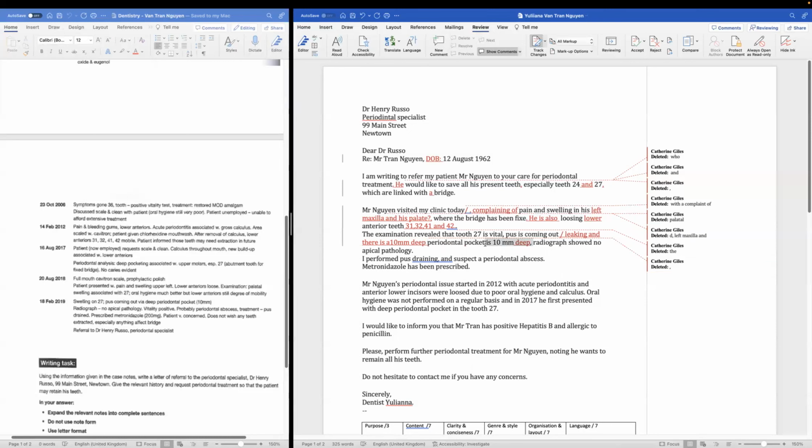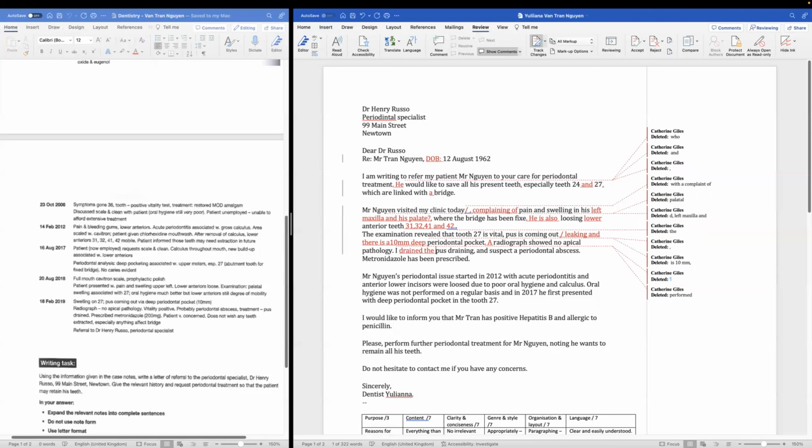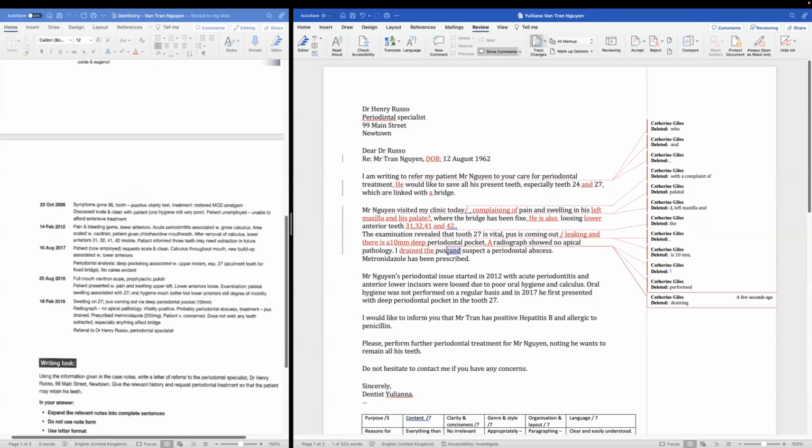And now here we could just keep it clean. A radiograph showed no apical pathology. I performed drainage, or even better, I drained the pus. That's a sentence I thought I'd never say. I drained the pus. And suspect a periodontal abscess. Brilliant. Great use of suspect. Metronidazole has been prescribed.